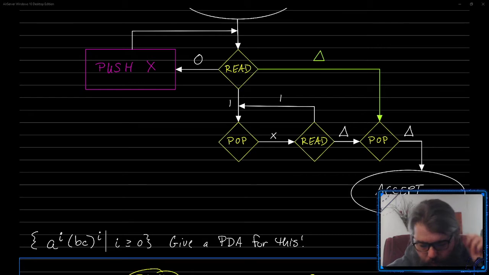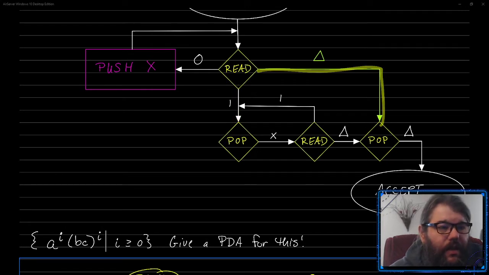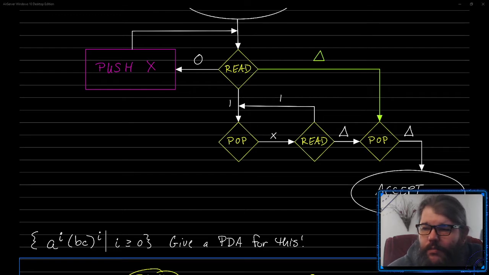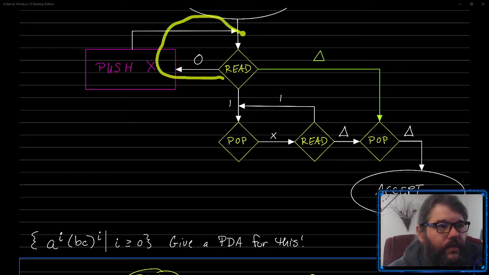So let's look at what's happening in this machine. We start up here at the top. That arrow leads us to a read. The read makes a decision. If I see a 0 in my input, I go one direction. If I see a 1, I go another direction. If I see a delta, I go another direction. So this is kind of like a multi-directional if statement. If I see a 0, I'm going to push an X. And so what you can see here is a loop that keeps occurring.